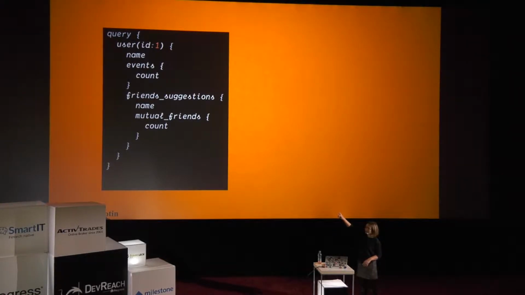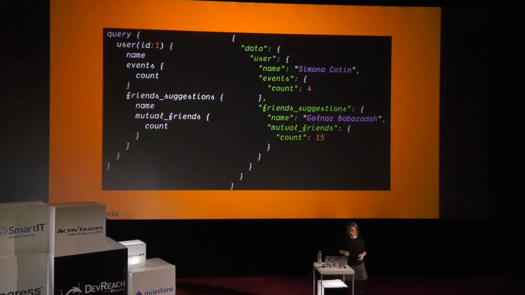So I start by saying that I'm executing a query right now. And the query that I want to execute is called user. And I want to filter by ID one. And then I want to filter the data that I'm receiving. So I only want to receive the name of the user, the events, and within those events, I only want to retrieve the number of events. And then the friend suggestions with their name and mutual friends. So right here, I am filtering the data that I want to retrieve.